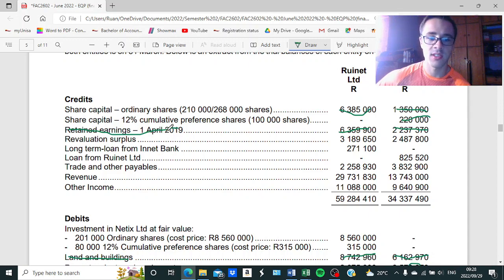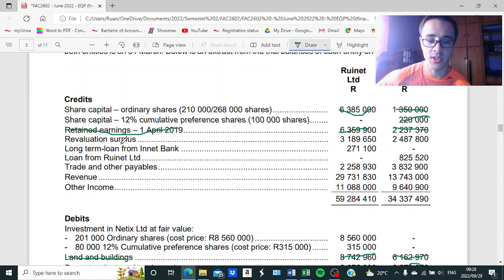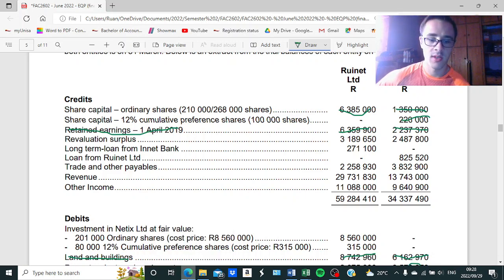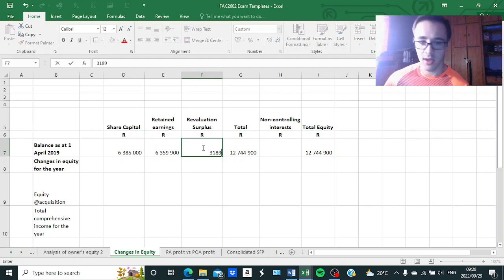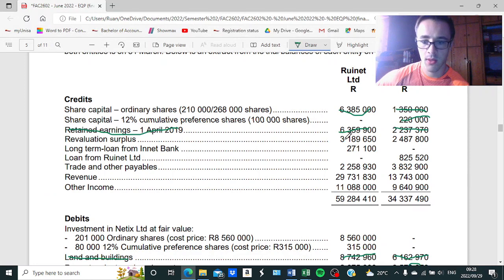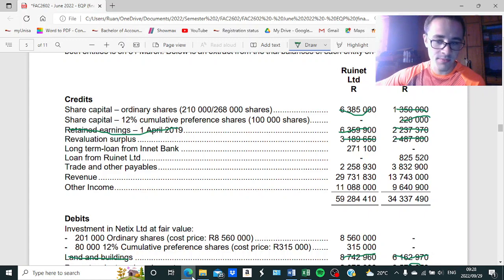Then revaluation surplus. Now, according to additional information point 3, there was no revaluation conducted by the parent in its own financial records. So therefore, this balance right here will also be the opening balance for revaluation surplus for the parent. So 3,189,650 would be the opening balance for revaluation surplus. We have already dealt with the subsidiary's revaluation surplus in the analysis of owner's equity, which will be eliminated at acquisition.